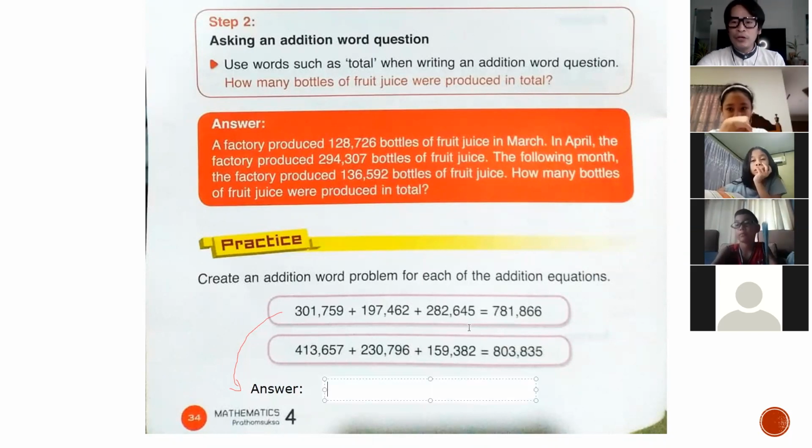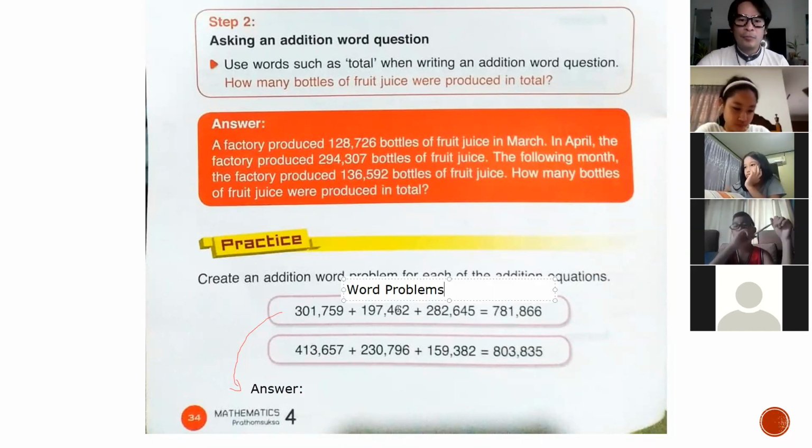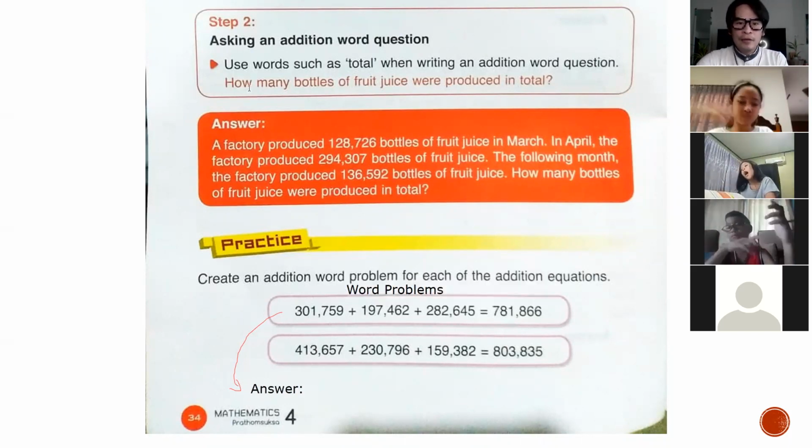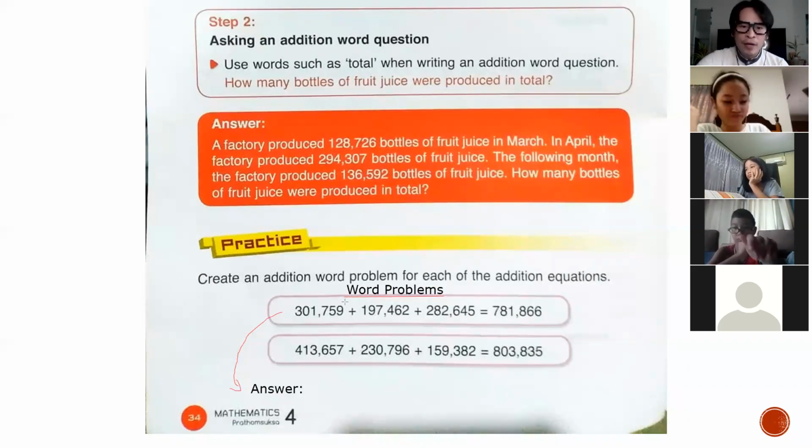So in your notebook, write the title "word problems" like this, and underline it. Create your own word problem. Or you have to listen to the teacher. You can copy me if you want. Like this, word problems.